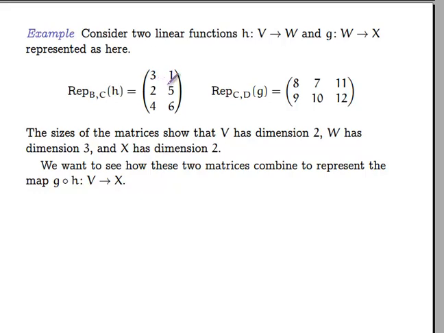Now, first, H goes from V to W. Question, what's the dimension of V? Well, to get H of any vector, you multiply the matrix by the representation of the vector. So we can see that the representation is two-dimensional. So the dimension of V is equal to 2. Now, when you multiply this matrix by a two-dimensional representation, you're going to get a three-dimensional vector. So the dimension of W is equal to 3.